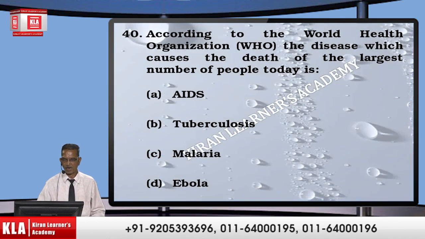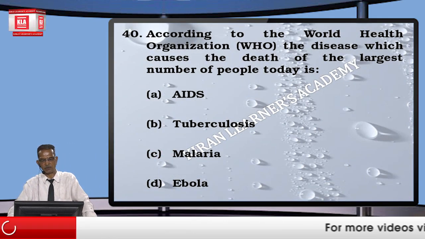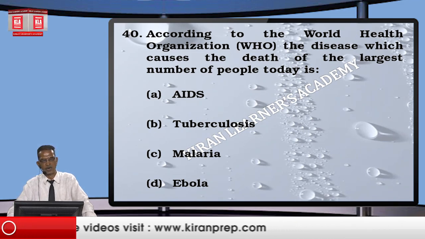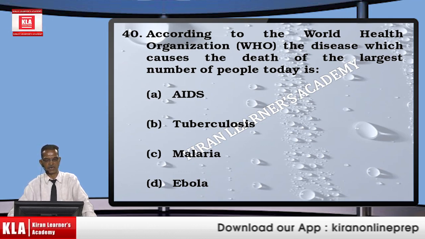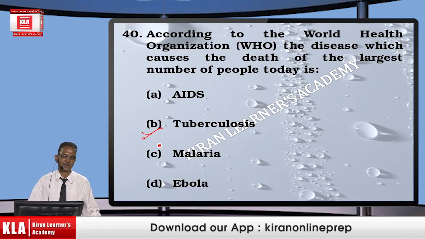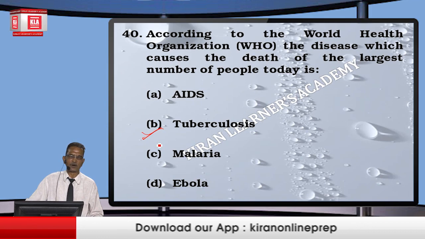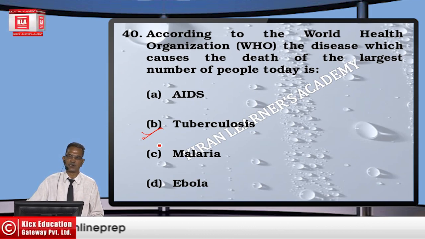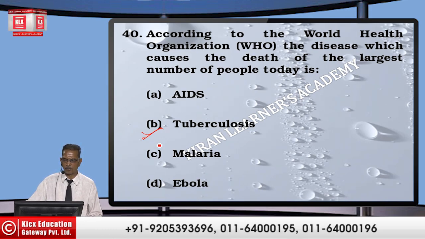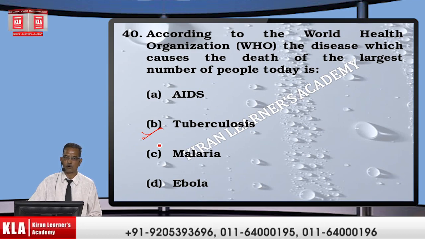Next, according to the World Health Organization (WHO), the disease which causes the death of the largest number of people today is AIDS, tuberculosis, malaria, or Ebola. You might think AIDS to be the correct answer, but the correct answer is tuberculosis, because no one dies of AIDS directly. A person suffering from AIDS becomes prone to infection with other diseases. And hence, among tuberculosis, malaria, and Ebola, tuberculosis is the one responsible for the maximum number of deaths worldwide.